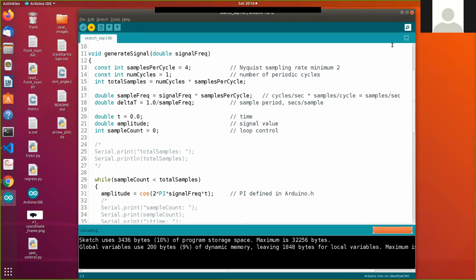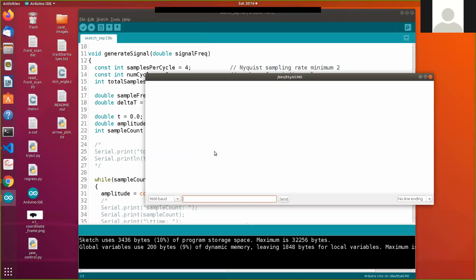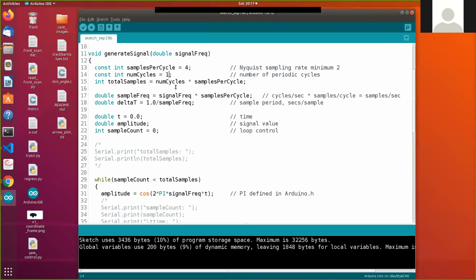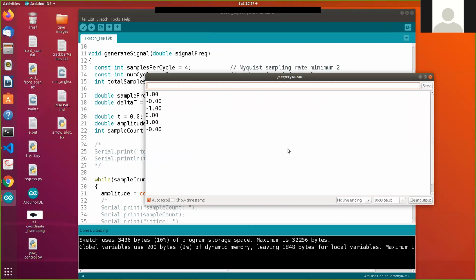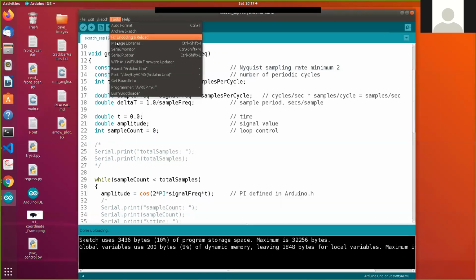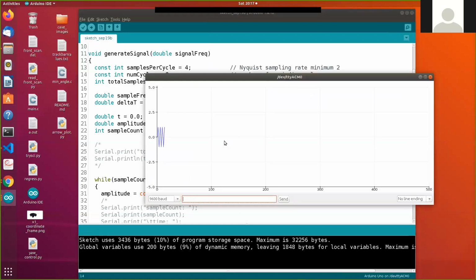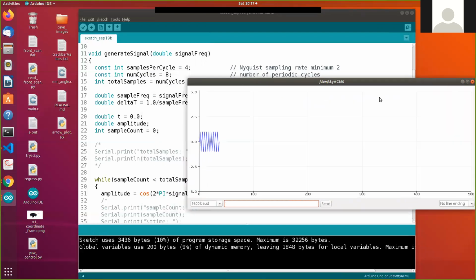Upload here, if we go to 4. And yeah, I wish there was a zoom feature on this. All right, can't really see much of our signal. Let's go ahead and say that the number of cycles is 8. So we see our signal a little bit better. All right, so that still looks kind of linear. With only 4 samples per cycle, we've got 8 cycles there.